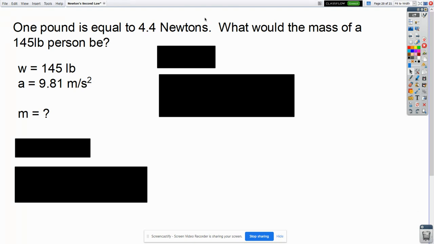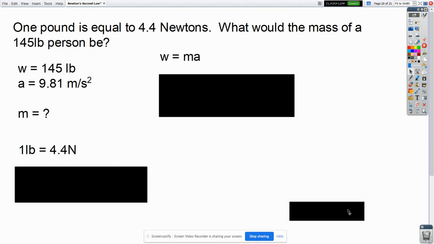This is here, 1 pound is equal to 4.4 newtons, because pounds won't work in our weight equation, because our weights need to be in newtons. This is in newtons, this is in kilograms, that's in meters per second squared. So while we have meters per second squared for a, we do not have newtons for our weight. That means we're going to have to use that as an equivalence to do a dimensional analysis conversion before we can plug anything into this equation.